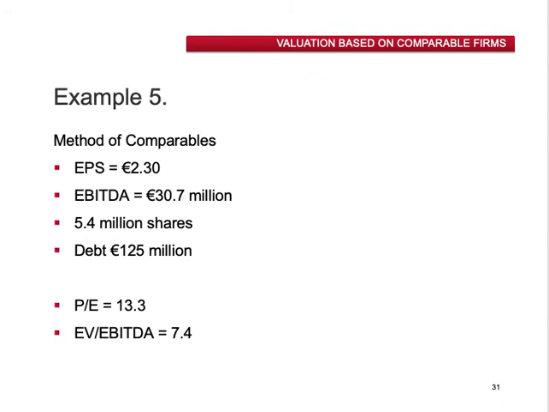Okay, so let's have a look at example 5. Suppose Adidas has earnings per share of €2.30, an EBITDA of 30.7 million. Adidas also has 5.4 million shares outstanding and a debt portion of 125 million net of cash. You believe that Puma is comparable to Adidas in terms of its underlying business, but Puma has no debt. If Puma has a PE of 30.3 and an enterprise value to EBITDA multiple of 7.4, then please answer the following 2 questions. Question number 1. What is the value of Adidas shares using both multiples? And question 2, which estimate is likely to be more accurate?